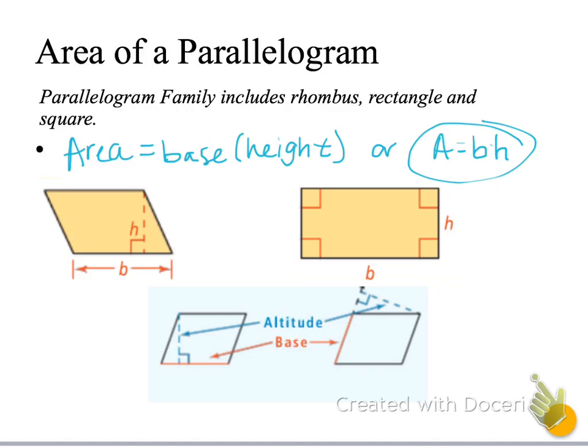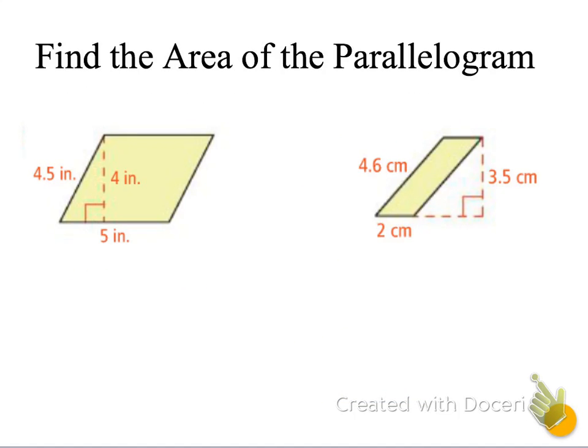Okay, if you look down here at this picture, our altitude can also conclude to be our height. So if you see an altitude, you might also see that as being your height. So it was A equals base times height. So we need to find our base and our heights in these.